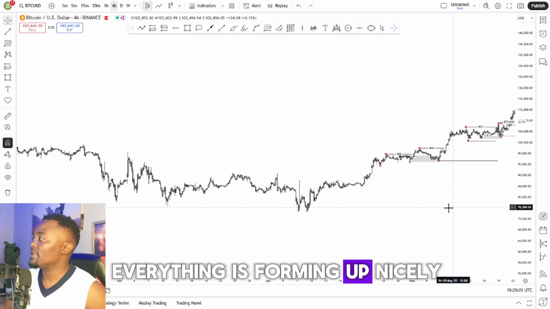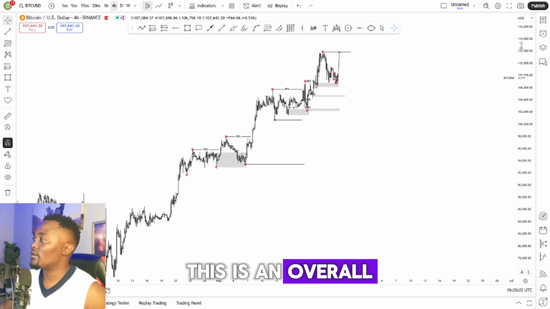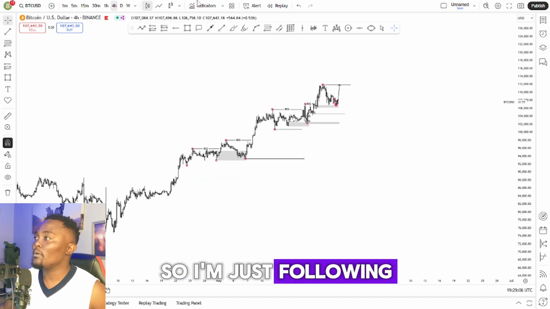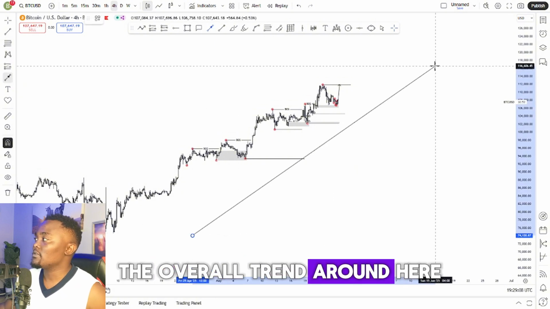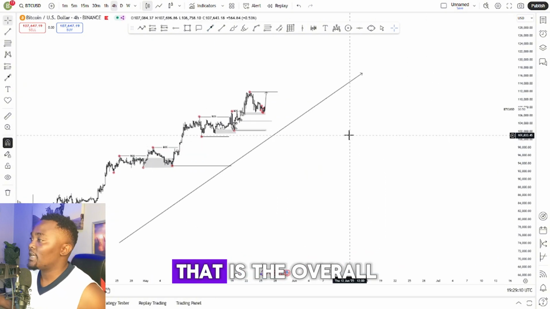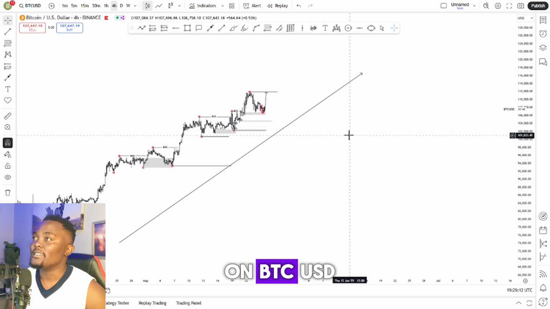Everything is forming up nicely. As you can see, this is an overall uptrend, so I'm just following the overall trend around here. We are just pushing up. That is the overall idea that I have on BTC USD.